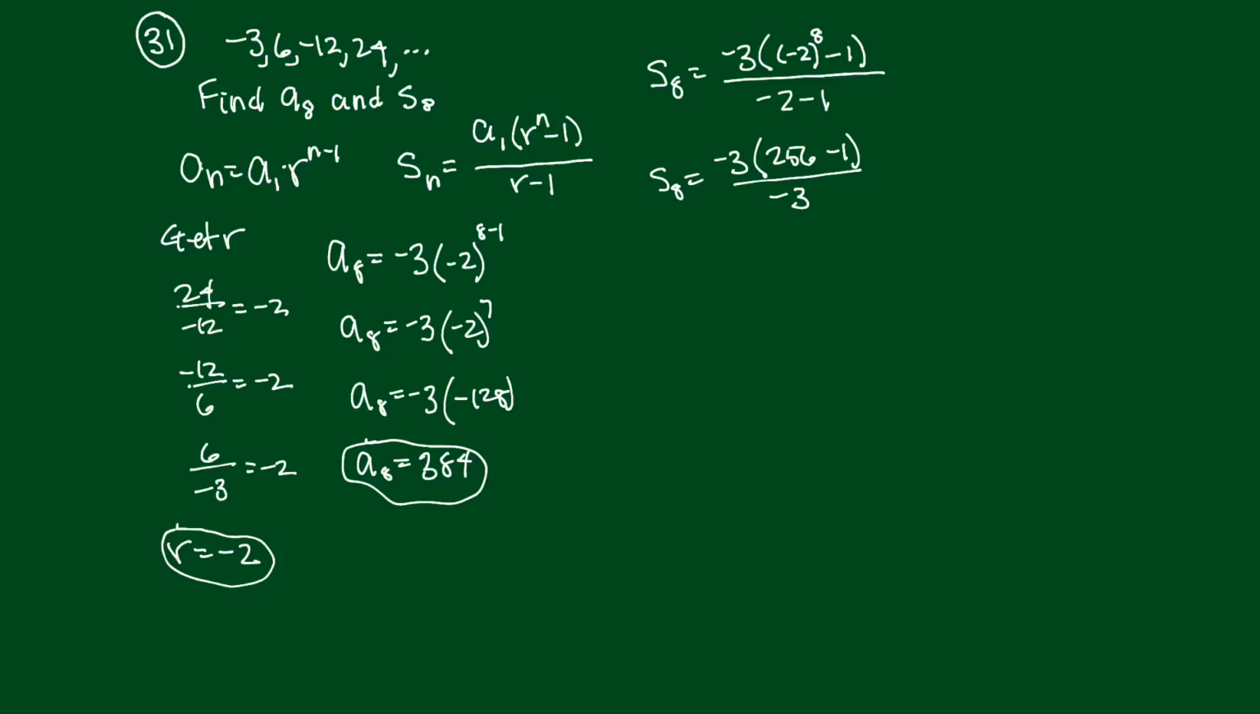Oh, how nice is that? Those -3s are now going to cancel. So our S sub 8 is equal to, well, negative, what do we have? 256 minus 1 is 255. Oh, that worked out nicely. All right, so let's just summarize. a sub 8 is 384, and the sum of those first 8 terms is -255.